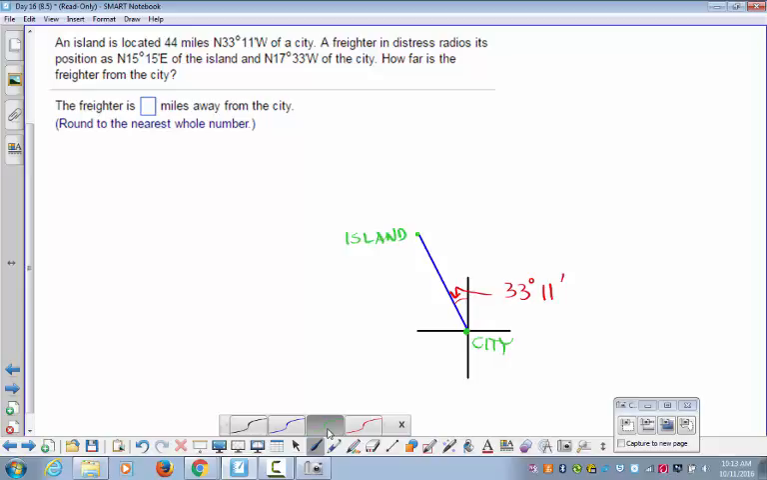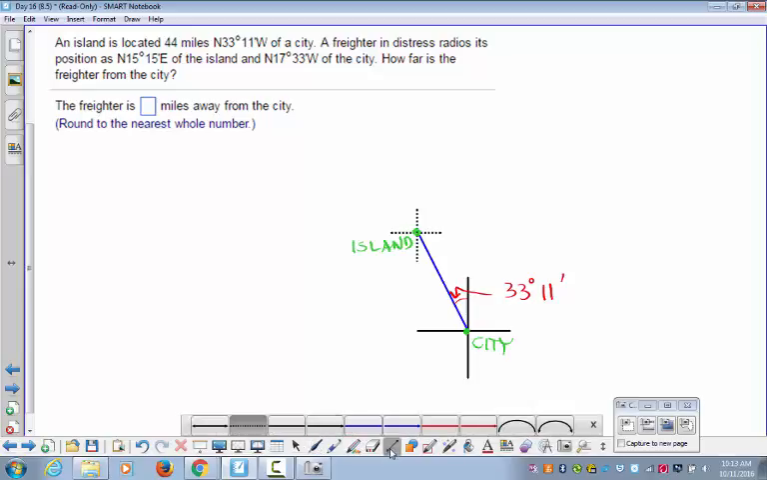And now we need a little coordinate system at this island so that we can measure coming off of this island. So there's a coordinate system at the island. And now from the island, north and east of the island is where the freighter is. Okay, so north and east of the island. And here's where you gotta be really careful. So we're gonna go north and east. So we're only going 15 degrees to the east. So it's gonna be something like this.